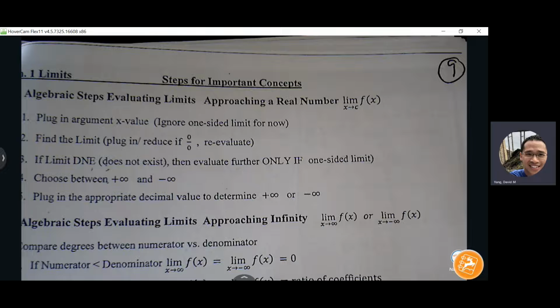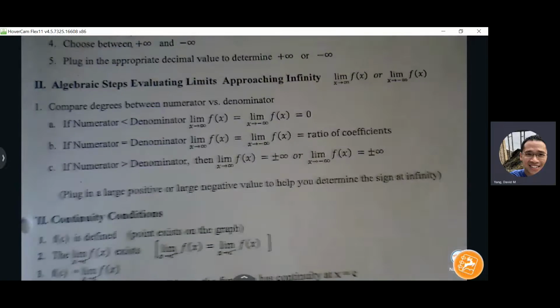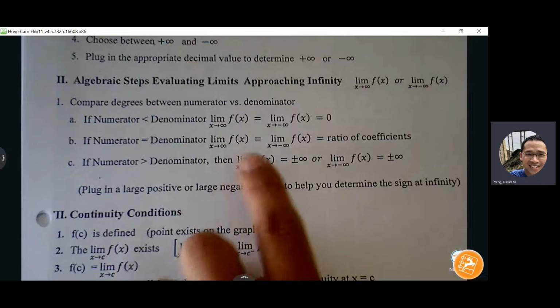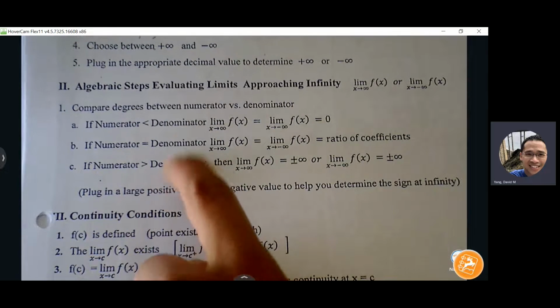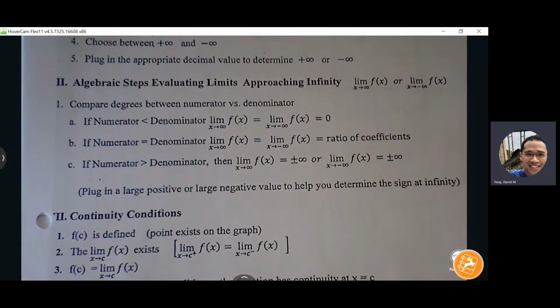Okay. Now, if it's limit approaching positive or negative infinity, we completely switch gears. We don't plug anything in. We go directly to finding the highest degrees in the numerator and denominator. If the denominator has a higher degree than the numerator, then your limit is always 0. If your numerator and denominator have the same degree, then you just take the ratio of the coefficients.